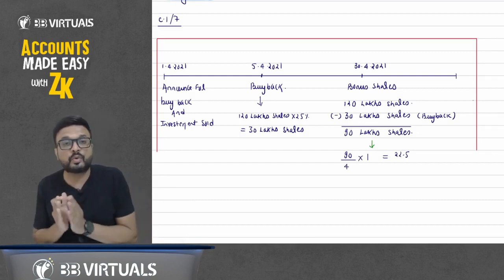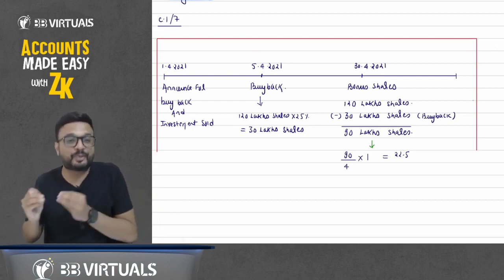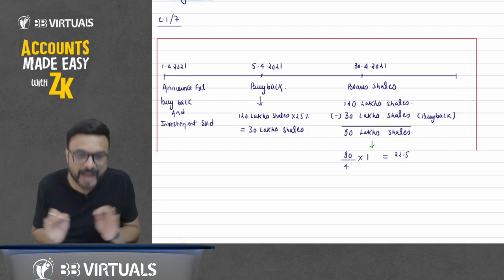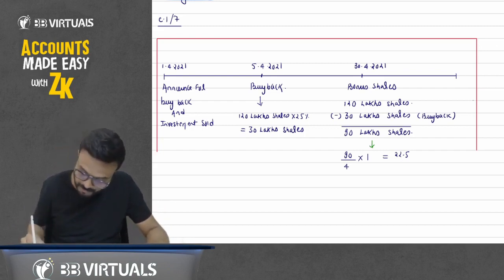But here this 22.5 lakhs means 22,50,000 shares. The shares are not actually in fraction. So it's 22,50,000 shares, 22.5 lakh shares.